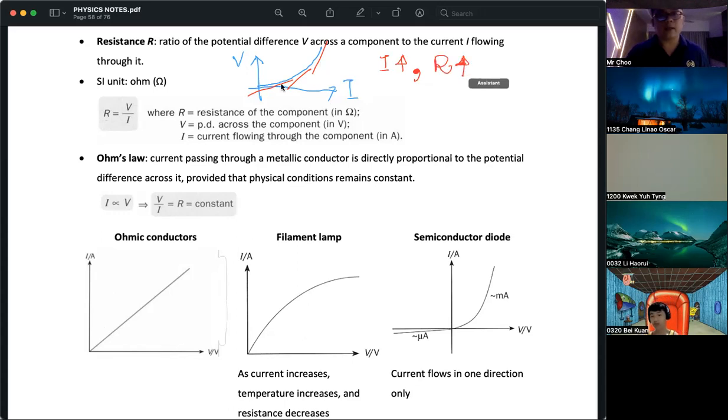As the voltage also increases, can you see the relationship? As the current goes up, the gradient goes up. So the gradient tells you the resistance. So for a filament lamp, by right, when the current goes up, the resistance will go up. Clear so far? Okay, so ignore this statement here.